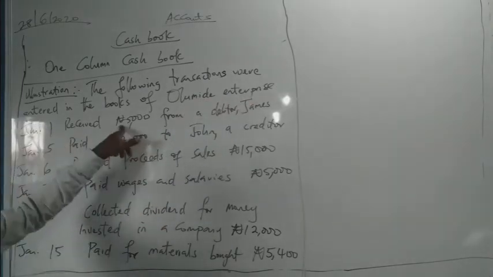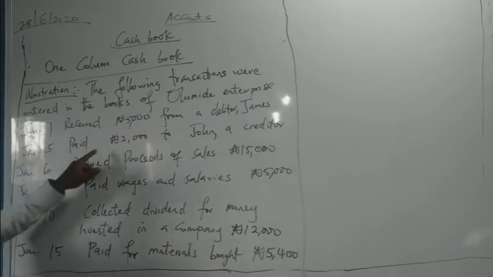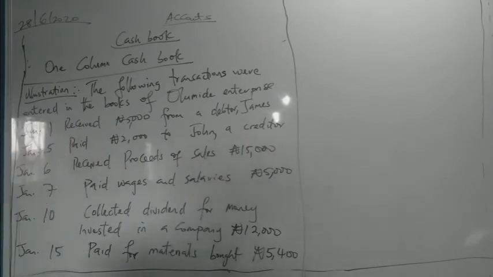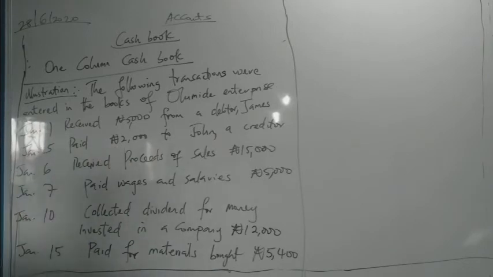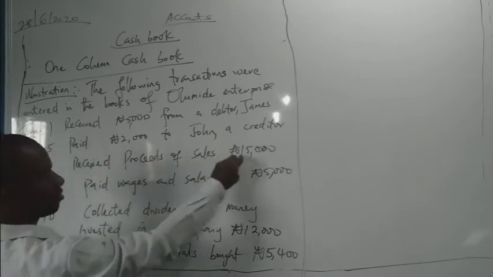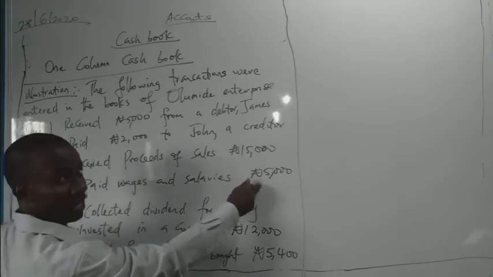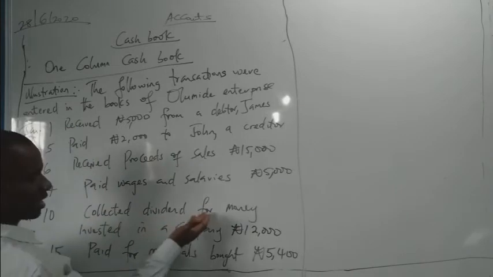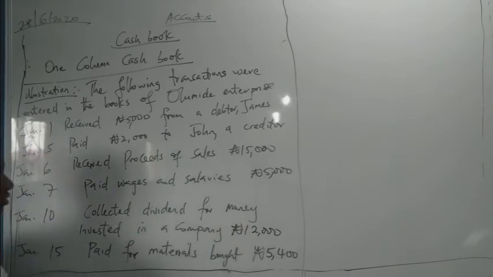He's now paying his debt, 5,000 naira. January 5th, paid 2,000 naira to John, a creditor. That means money is going out, 2,000 naira. January 6th, received proceeds of sales 15,000 naira. January 7th, paid wages and salary, 5,000. Then January 10th, collected dividend for money invested in the company, 12,000.